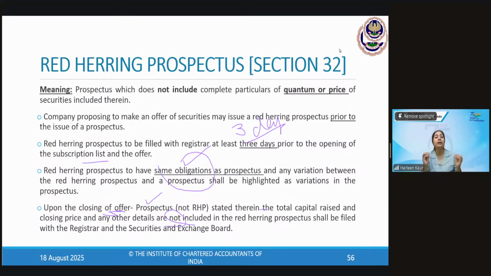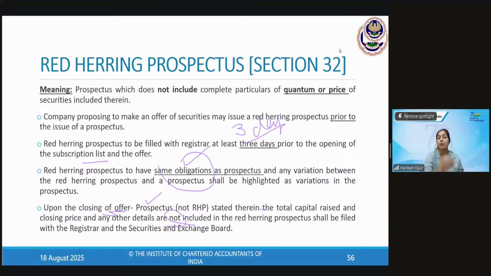So, we have decided, out of 10 lakh shares, we are going to 10 lakh share capital. I decided to issue 1 lakh shares at the rate of ₹10. We have determined the price from the market analysis. Now, all these details, variations, will be highlighted in the prospectus, and any other variation.